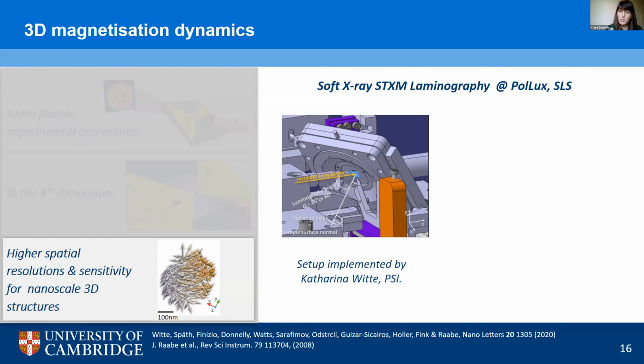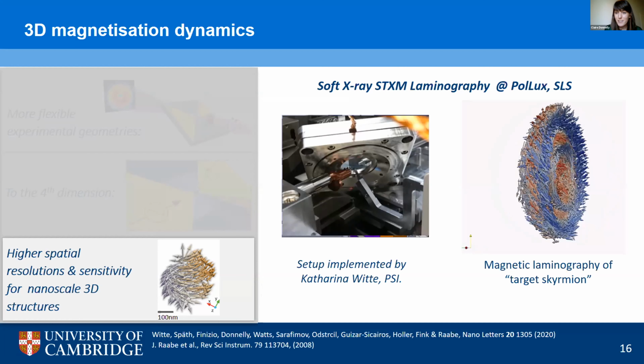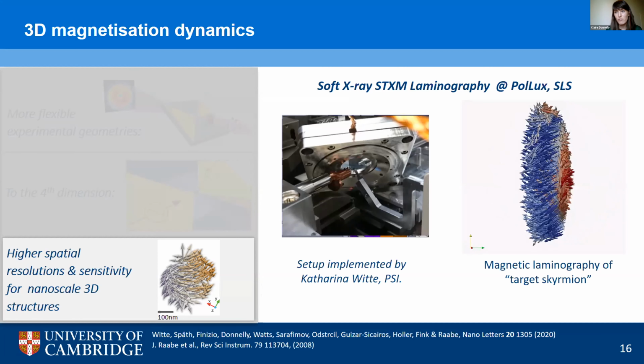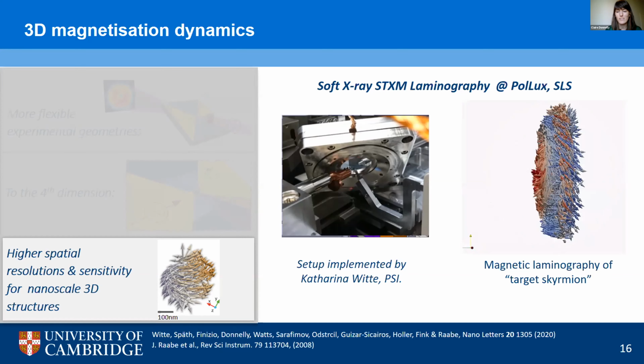When we're talking about soft X-rays, everything's in vacuum and we have relatively small focal lengths, so everything's relatively cramped. But Katerina Witte at the Paul Scherrer Institute did a really great job of implementing the laminography setup for non-magnetic laminography in the chamber, which allowed us to do this first demonstration of soft X-ray magnetic laminography, where we looked at a target skyrmion and were able to reconstruct the 3D configuration with a sub-50 nanometer spatial resolution.